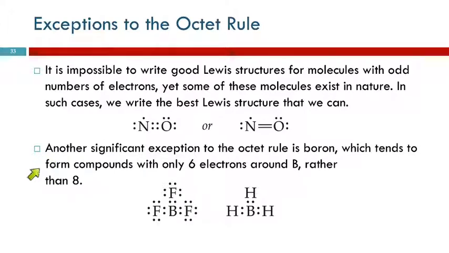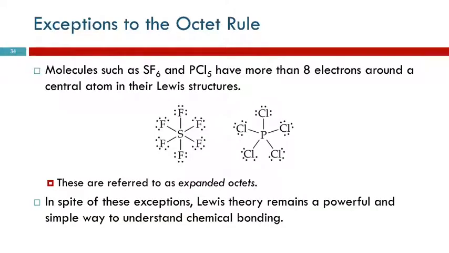There are other exceptions for some of these smaller atoms like boron. Boron is sometimes happy with 6. So boron trihydride, boron trifluoride, they're going to do that. I want you to be aware of them. That's pretty much it. If you take Chem 1A, we'll talk more about them and understand how to predict when that happens and when it doesn't happen. So those are 2 exceptions.